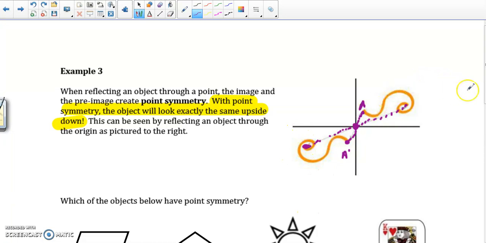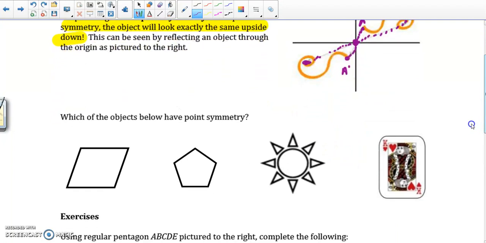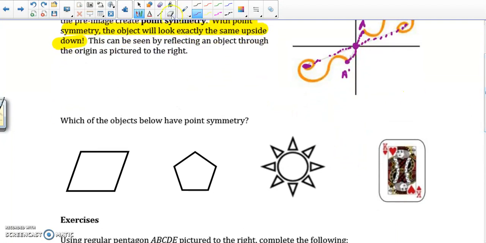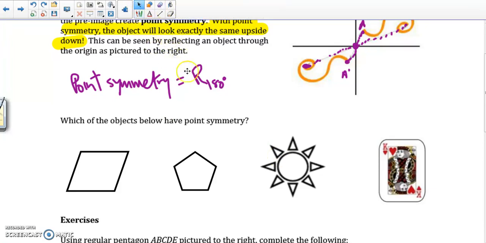We'll talk a lot more about that in next class, but here's your easy way to determine if something has point symmetry. So again, it looks exactly the same upside down. So a nice way to remember it, point symmetry is the same exact thing as a rotation of 180. So if something has point symmetry, it means it can be rotated 180 degrees and it looks the same.